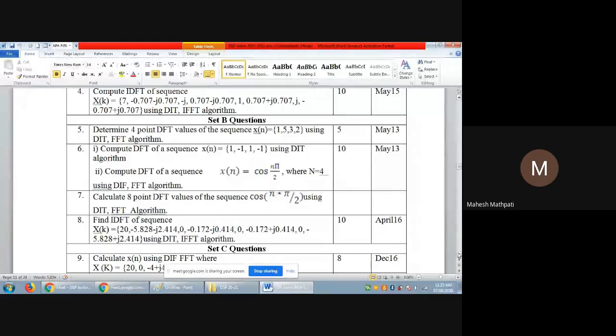Then next, question number 7 is: calculate the 8-point DFT values of the sequence cos(nπ/2) using the DIT FFT algorithm. So how do you solve this? As it is an 8-point DFT, we have to take n equal to 0 to 7, and solve it using DIT FFT.